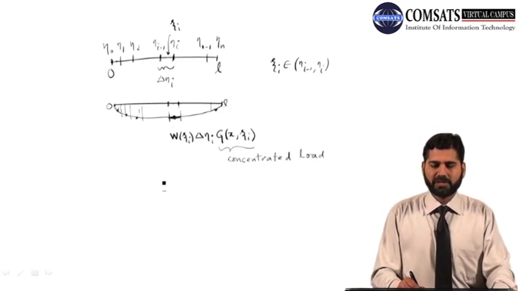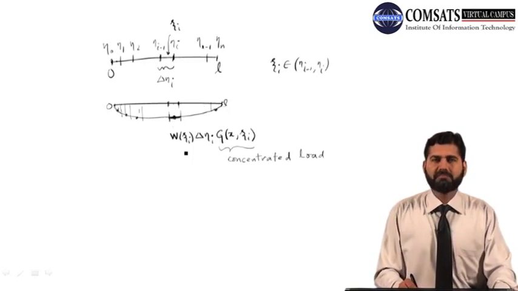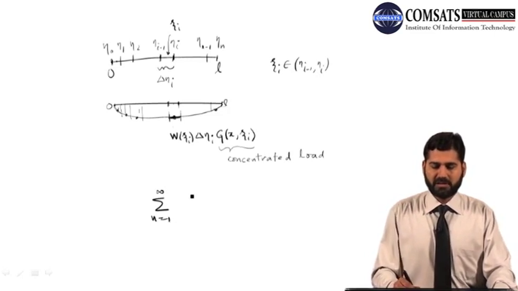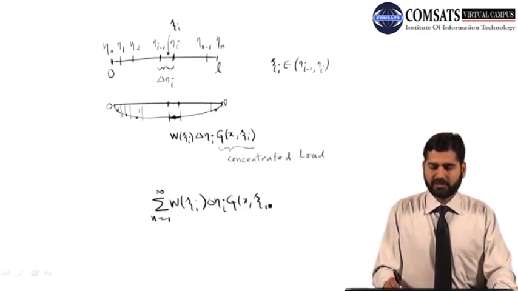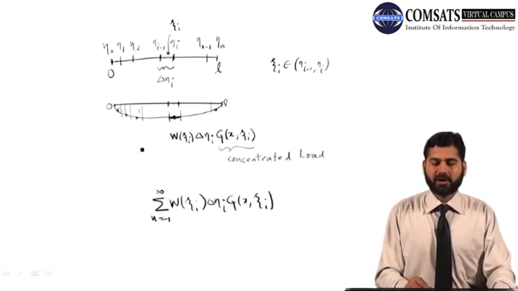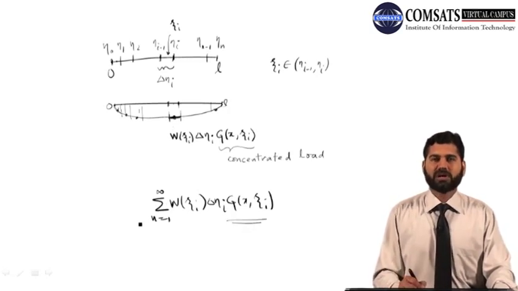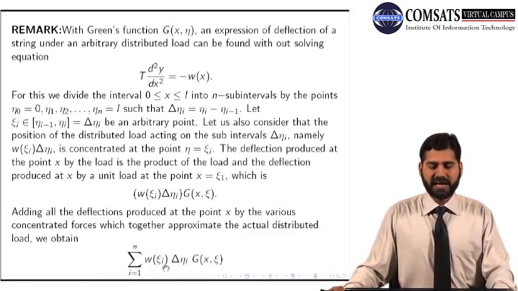All right, so that's how we got this. And now if we sum them up, the total distributed load will be the sum of this thing on each interval. So if you sum them up on all the intervals, this gives you the total distributed load by using the concentrated load on each interval. So that's how we got this expression over here. You see, W xi I, delta eta I, Gx xi I. All right, so we sum it up over all the values of I.